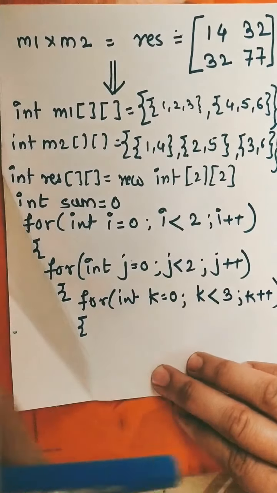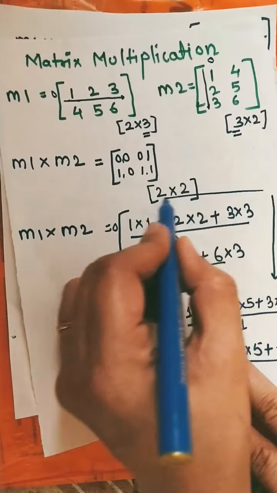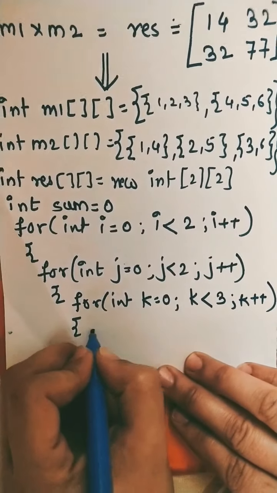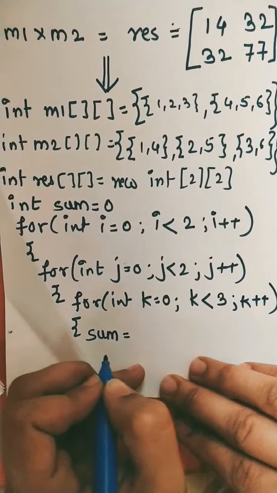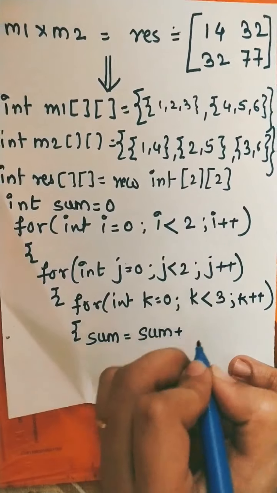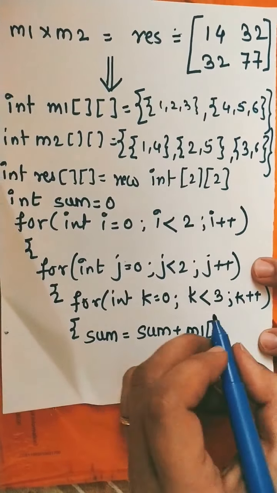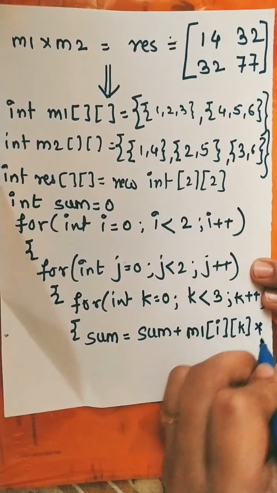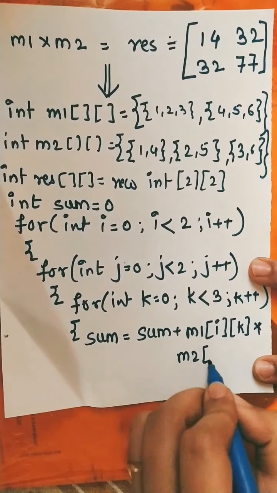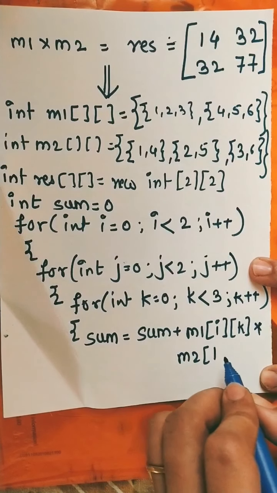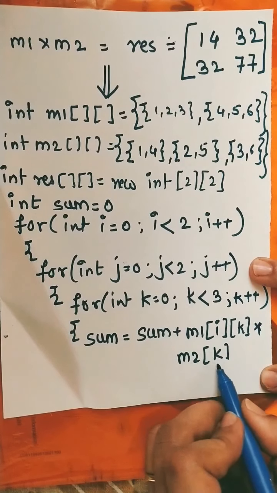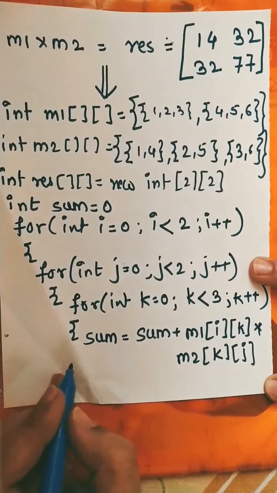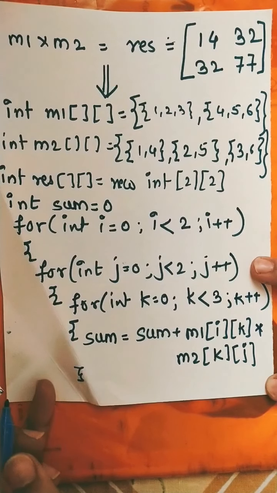After that, we have to implement this concept programmatically. For that, what will we do? We have to store the sum in variable sum: sum plus m1 of, so the row remains constant, so this will be i and k is changing, into m2. Here the column is constant and the row is changing, so we will take k and j. This is how you will get a particular position element.